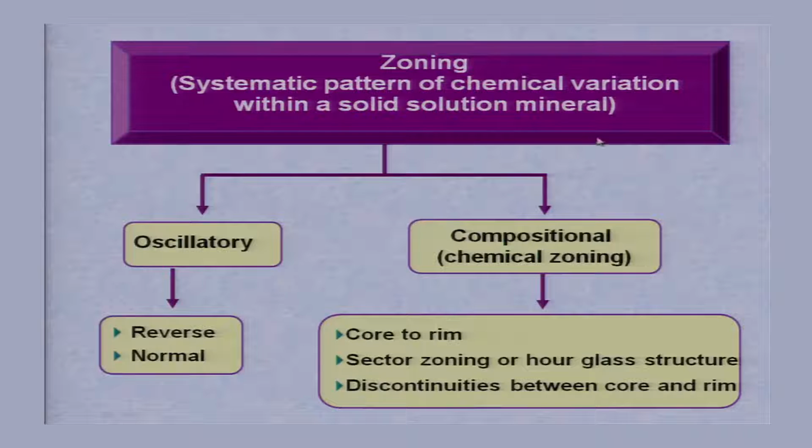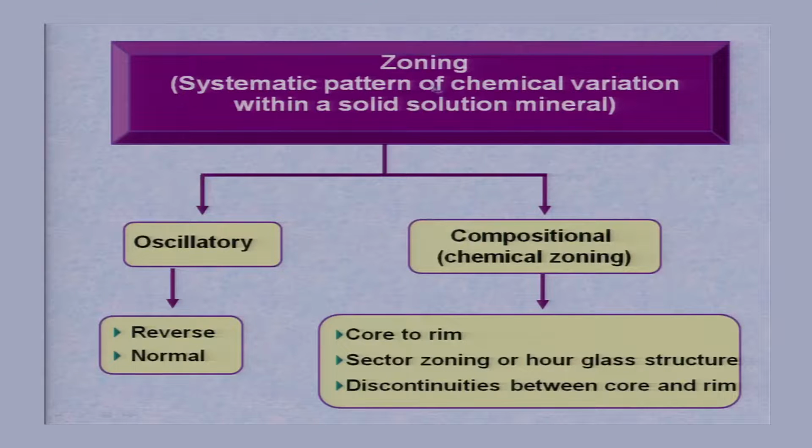Hello learners, in this program I will discuss zoning, a systematic pattern of chemical variation within a solid solution mineral. I am citing an example of feldspar. Feldspar commonly contains two end members, albite and anorthite. Albite and anorthite are present in the form of a solid solution.